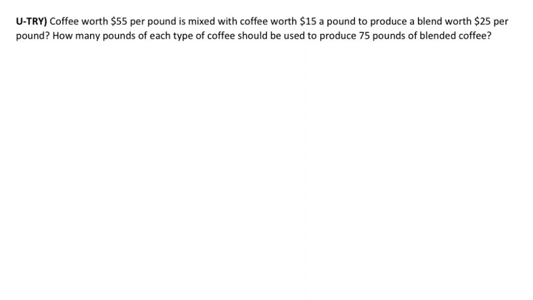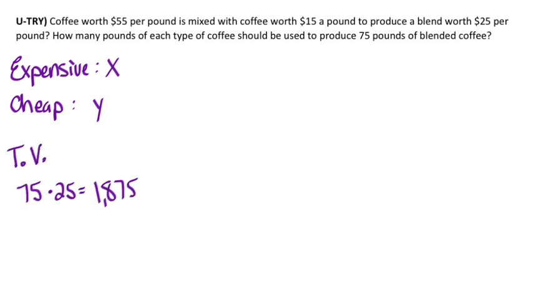Okay, in this scenario, we have coffee of $55 a pound mixed with coffee that's $15 a pound. And they're going to make a $25 per pound mixture for 75 pounds, right? Okay, so we got to label these coffees. $55 a pound, that's really expensive. So I'm going to call that my expensive coffee. And then I have this cheap coffee, which is $15 a pound. Honestly, they're both kind of pricey. But I'm going to say that the $55, that's really expensive.